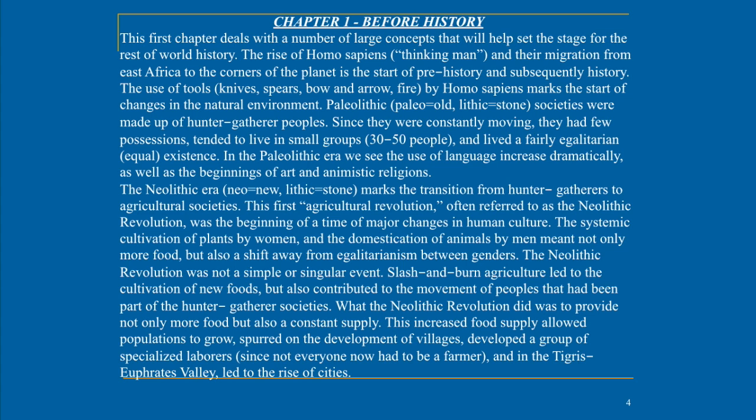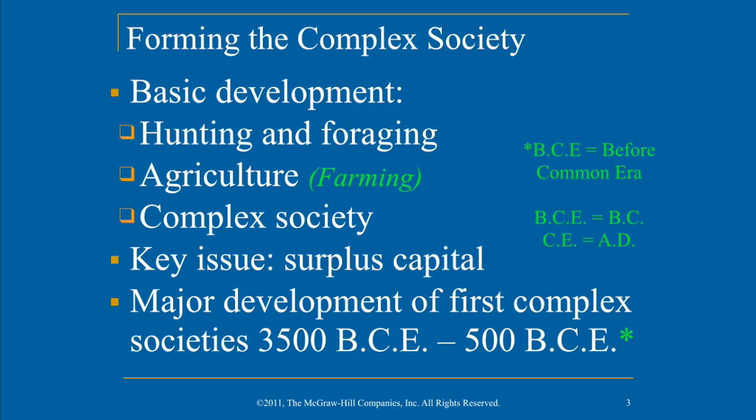Slash-and-burn agriculture led to the cultivation of new foods, but also contributed to the movement of peoples that had been part of hunter-gatherer societies. What the Neolithic Revolution did was to provide not only more food, but also a constant supply. This increased food supply allowed populations to grow, spurred on by the development of villages, developed a group of specialized laborers, since not everyone now had to be a farmer, and in the Tigris-Euphrates Valley led to the rise of cities. So first up, we have the forming of complex society.